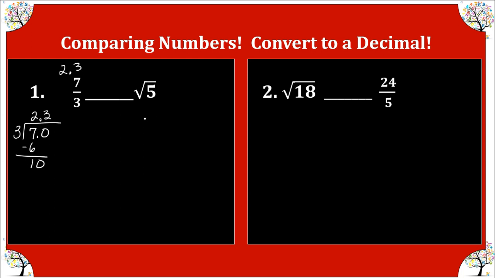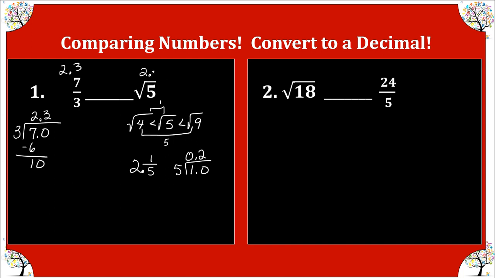Now let's sandwich the square root of 5 in between the square root of 4 and the square root of 9. So we know that it's going to be 2 point something. So our denominator is going to be 5. Our numerator is going to be 1. So 5 into 1 is 0.2. So this is about 2.2. So 7/3 is a little bit greater than the radical 5.